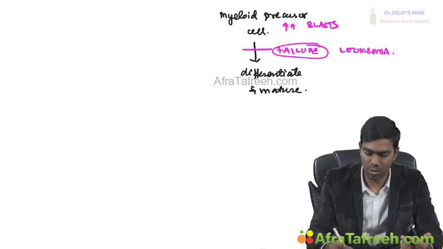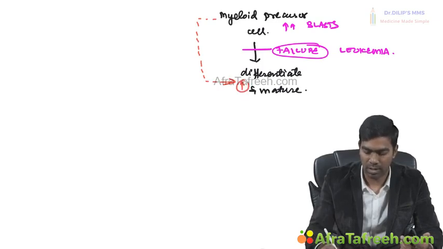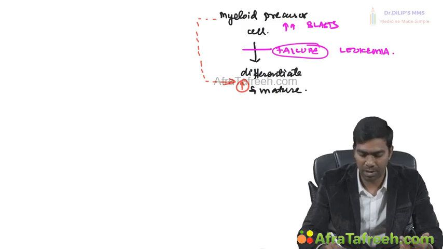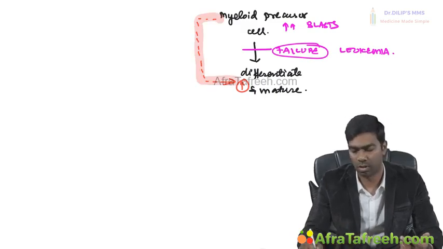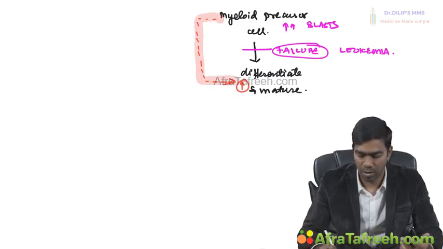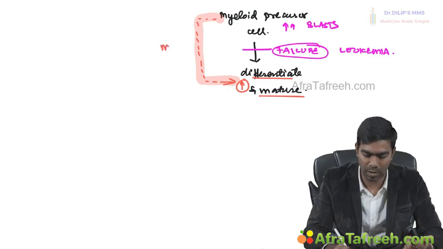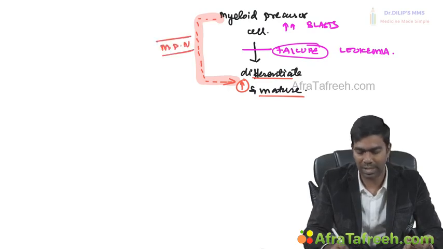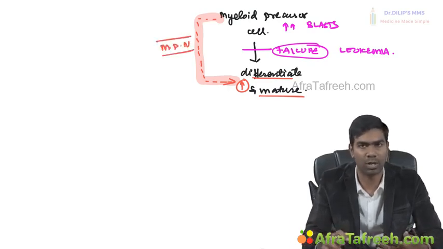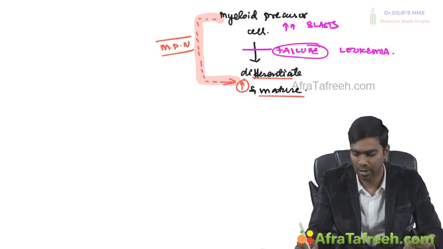Suppose the same myeloid precursor cell, let us assume due to some notable mutations, has differentiation and maturation happening in increased amounts. What's going to happen? Your terminal cells are going to increase, like granulocytes, your RBCs, all these things. This is what we refer to as a myeloproliferative neoplasm. So you can see it is very different from what you see in leukemia. It's not the same process that is happening.